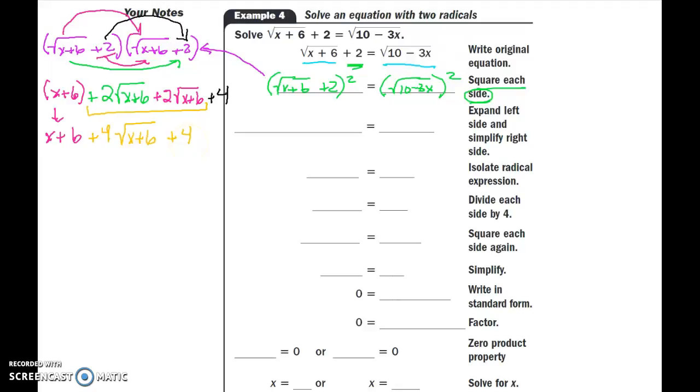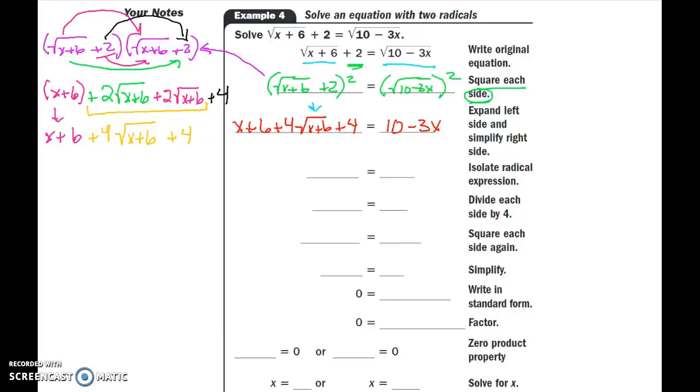Okay, so now we have this. X plus 6 plus 4 radical x plus 6 plus 4, pardon me, equals the square on the other side, which is just the easy part, 10 minus 3x, because we squared that radical. So that was the friendly one. Okay, so now I'm going to come over here and I want to get this. You see how we still, even though we squared it, we still have a radical in this problem. So I'm going to get that radical by itself.